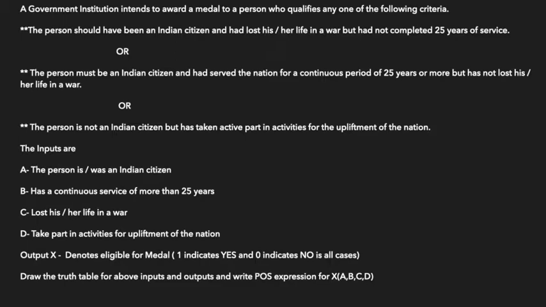Here please check that output X denotes that the person is eligible, where 1 indicates yes and 0 indicates no in all the cases. We need to draw the truth table for input and output and write the POS expression. Remember, we will work with the POS expression using the POS method. Alright, let's move to the next slide and we will analyze this situation there.